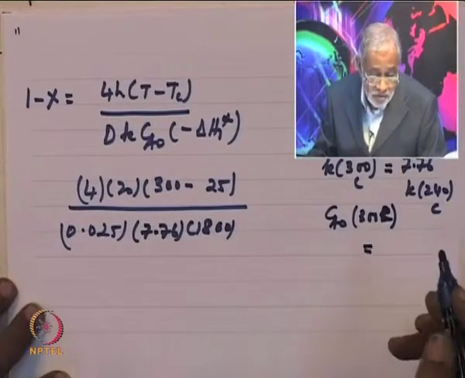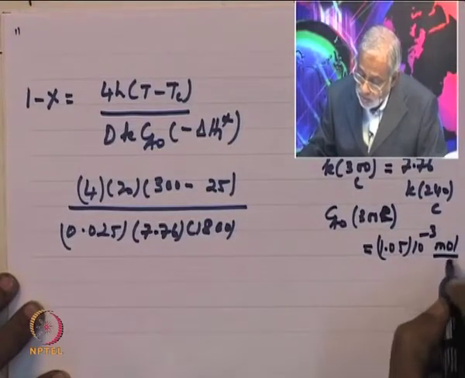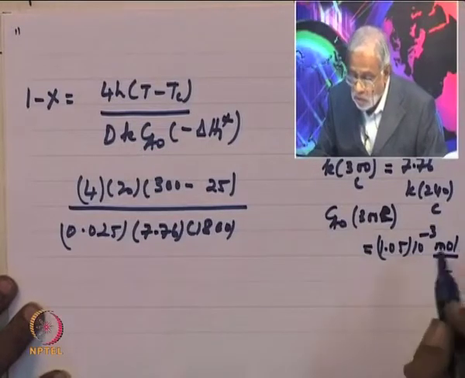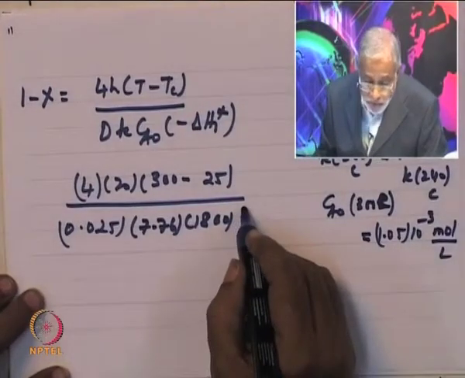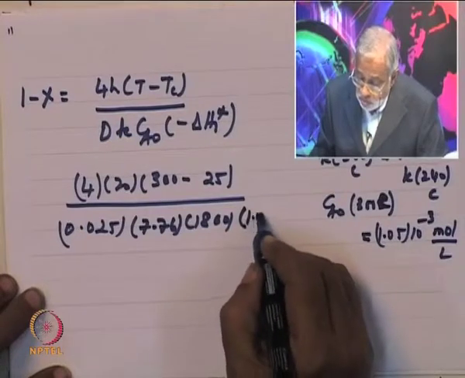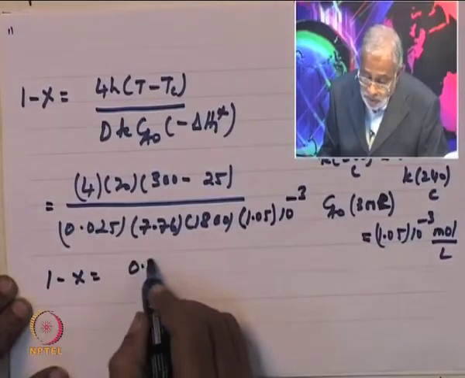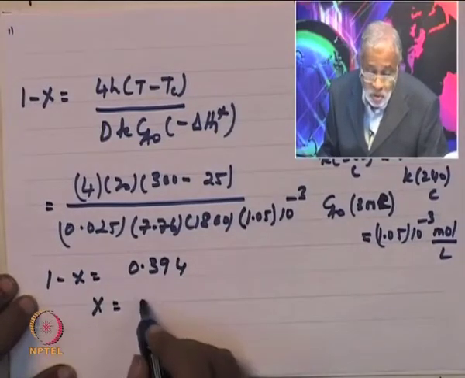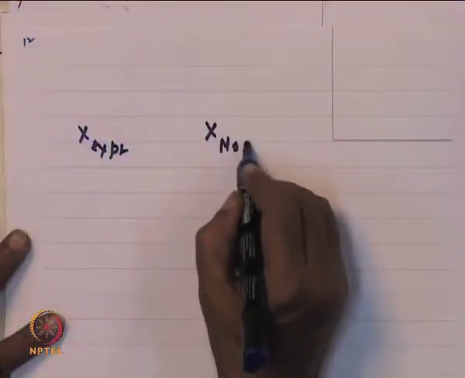That also I have calculated and found it to be 1.05 times 10 to the power of minus 3 mole per liter. Okay. This is at 300 C, what is the CA0 corresponding to mole fraction y equal to 0.1, which is given. Okay. So, all this, then I have to put this as 1.05 times 10 raised to minus 3. So, all this if you put, our number comes out to be 0.394, therefore, x equal to 0.61. So, let me summarize by saying that we have here x experimental, x model.